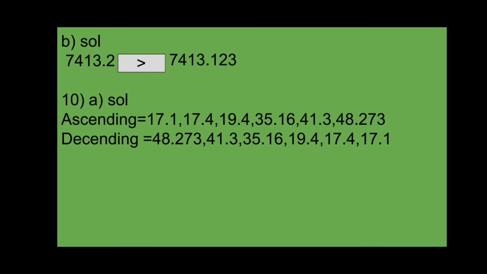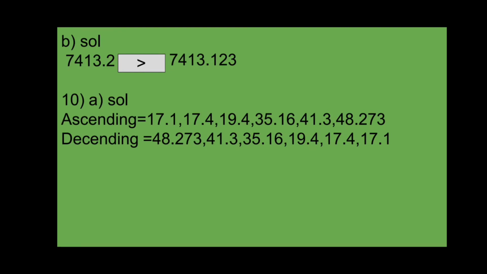In number 10a, you have to write the given numbers first in ascending and then in descending order. So the correct order will be this: ascending. Descending means just the opposite of this. So this one will come first, next this one, so it will go on, this one, next is this one, next is this one, last will be this one.